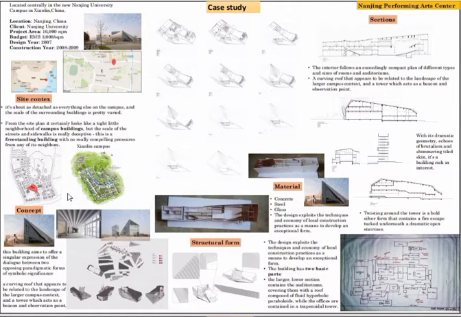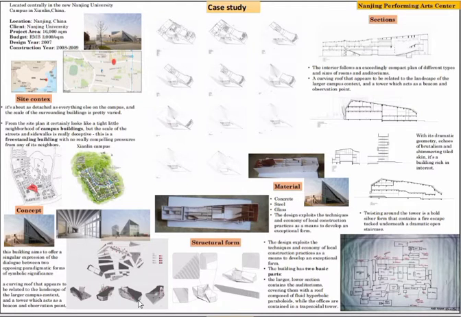This is the case study of Nanjing's Performing Arts Center located in China. In its neighborhood context, it has a campus building complex. Its concept is to give a singular expression. The covering roof connects the landscape.